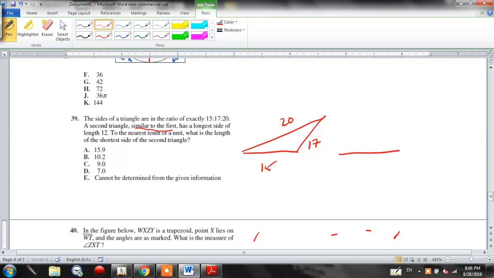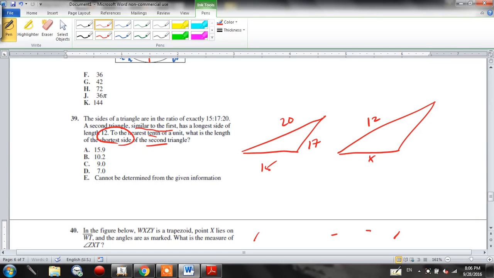And there's a second triangle similar to the first one. I'm just going to draw it out. It has a longest side of 12. I didn't draw it right, but okay, 12. That's the longest side that corresponds to the longest side of the first triangle. To the nearest tenth, what is the length of the shortest side of the second triangle? If I do this picture correctly, the shortest side would be here.